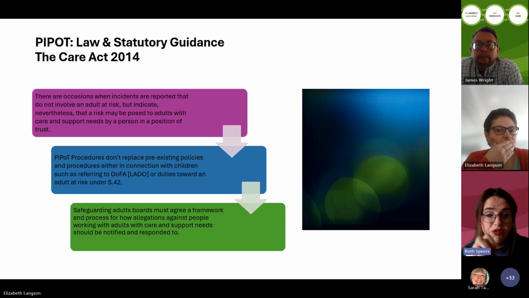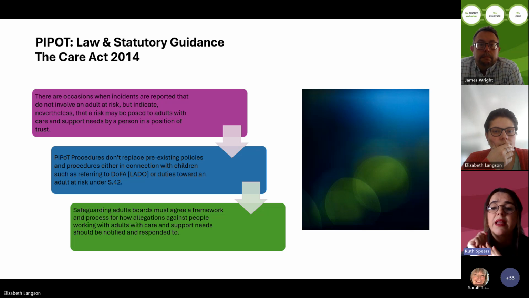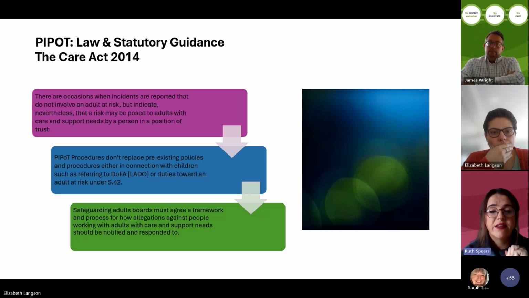Liz has already touched on this, but it's really important to note the difference between duties under LADO, the local authority designated officer, and PIPOT. So when a person's conduct towards a child may impact on their suitability to work with or continue to work with children, this must be referred to the LADO, the local authority's designated officer.